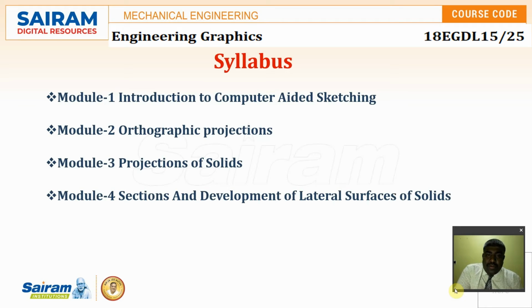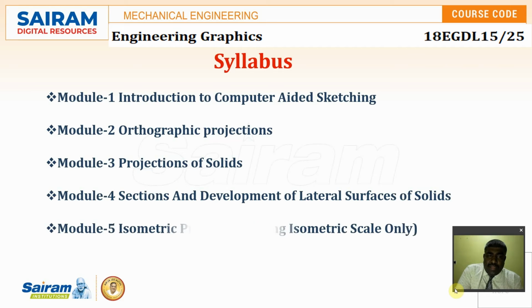Coming to module 4, you're going to deal with the lateral surfaces of solids. So you're going to go for sections of solids as well as developing the surfaces of solids. This carries 30 marks in the examination and you have an option also for that, that is nothing but module 5, isometric projection. You're going to use only the iso scale for those diagrams. Here you're going to convert two-dimensional images into a three-dimensional view. Here again it carries 30 marks. So module 4 and module 5 are options. Either you can attend module 4 or module 5.